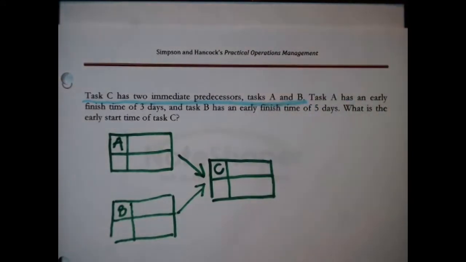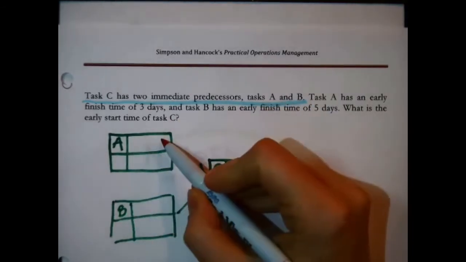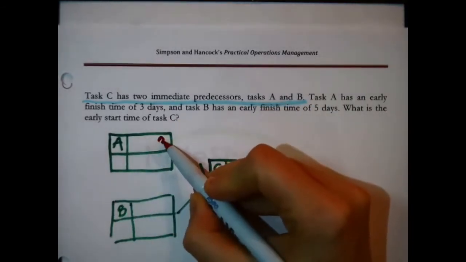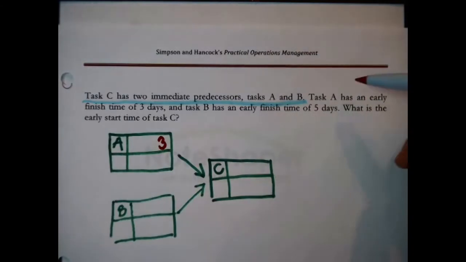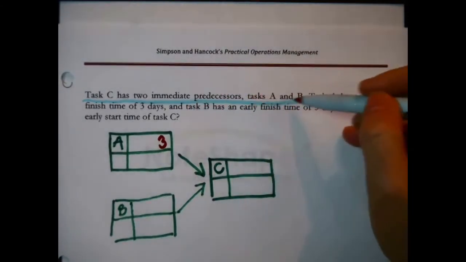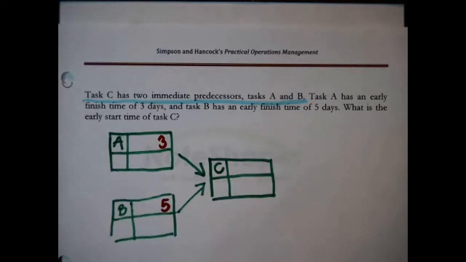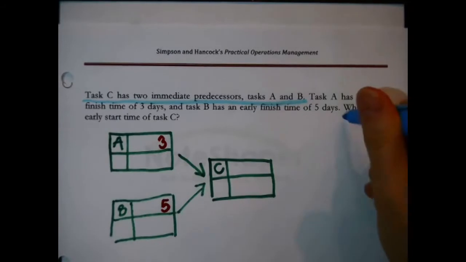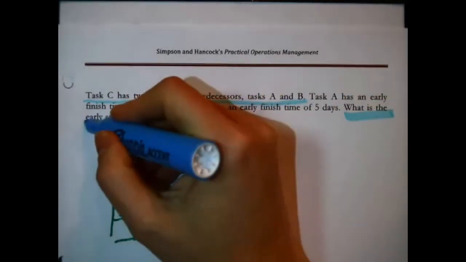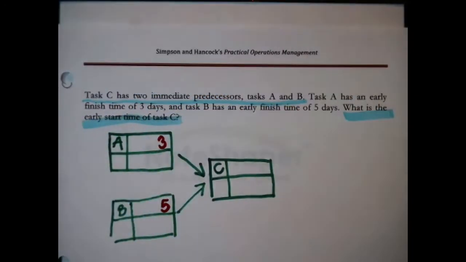Task A has an early finish time of 3 days, because that's where that would go on our table. And task B has an early finish time of 5. Okay, I think I'm done with the data. What is the actual stem of the question? What is the early start time for activity C?